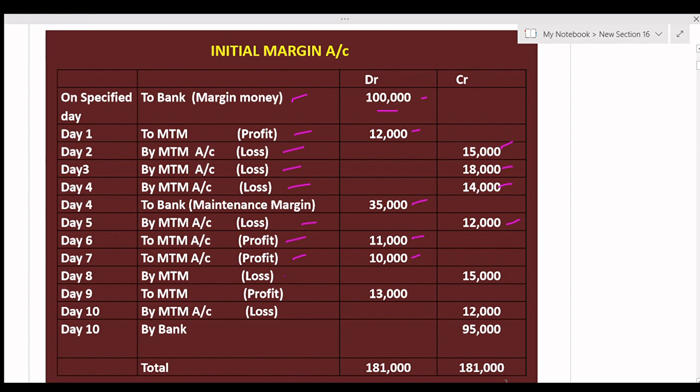On the 8th day, there is a loss, so MTM account debit to initial margin 15,000. Profit, initial margin debit to MTM 13,000. And last day, the 10th day, is a loss, so MTM account debit to initial margin account. So the remaining balance of 95,000 will be refunded to the participant. Bank account debit to initial margin account.